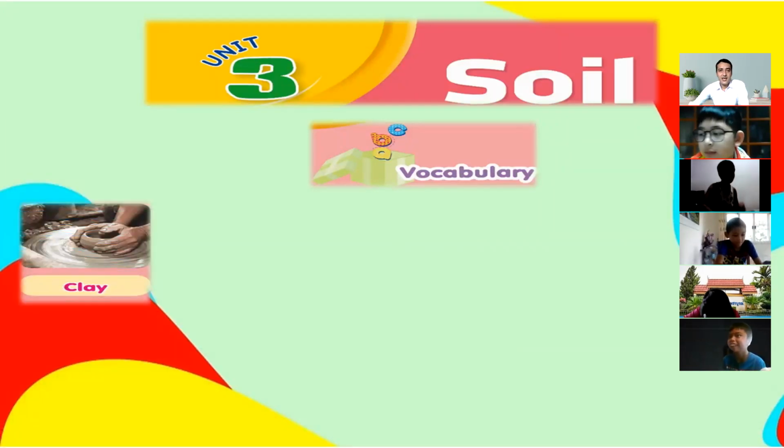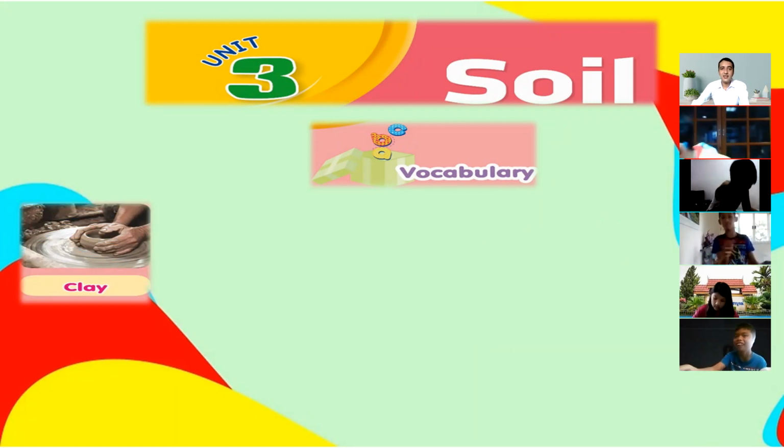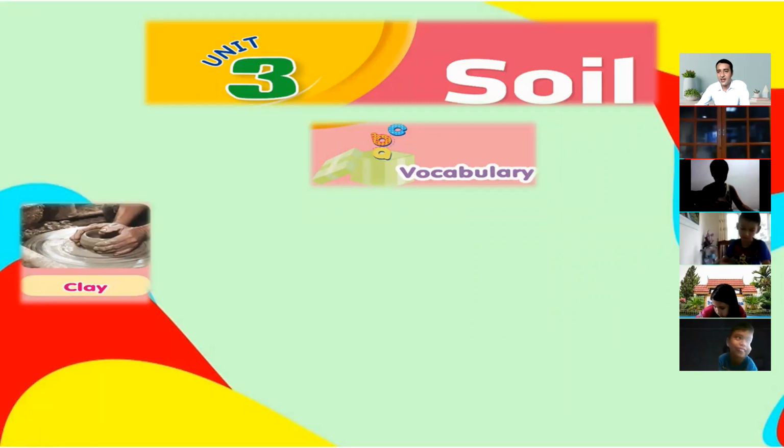So today we are going to start unit number 3. In unit number 3, we are going to learn about vocabulary. The first word we have is clay. Clay is a type of fine-grained natural soil. Soil material contains clay materials. So that is clay.